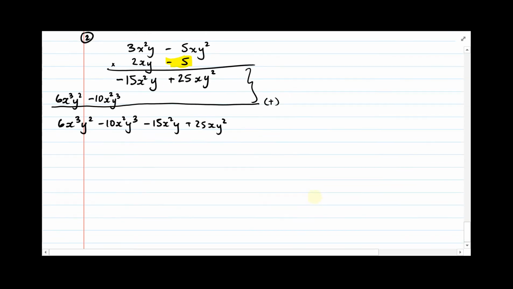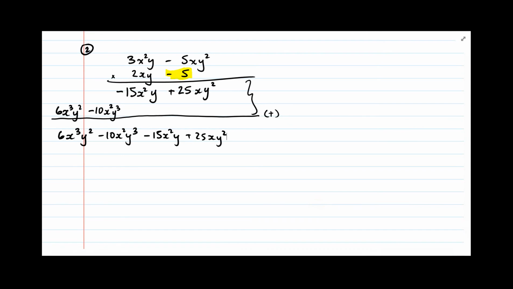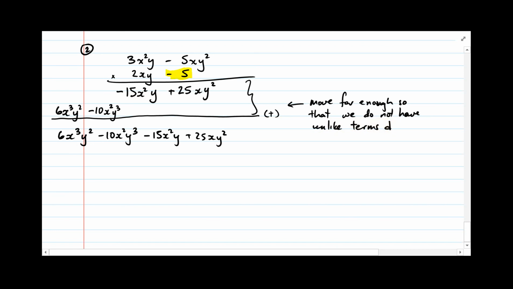All right. Any questions? All right, so we need to move this line far enough so that we do not have unlike terms beneath each other or under each other.